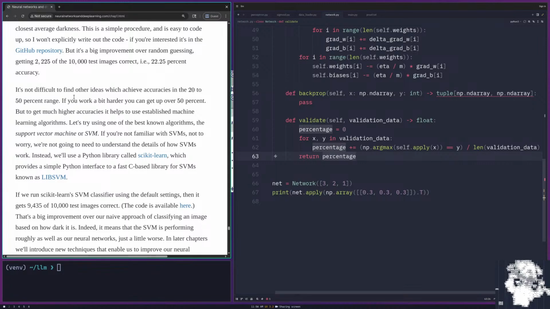Let's try using one of the best known algorithms, the support vector machine, or SVM. If you're not familiar with SVMs, not to worry, we're not going to need to understand the details of how SVMs work. Instead, we'll use a Python library called scikit-learn, which provides a simple Python interface to a fast C-based library for SVMs, known as libsvm.